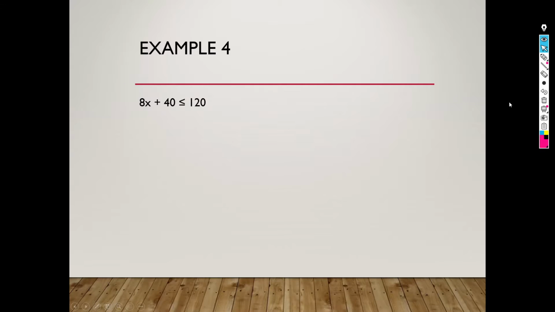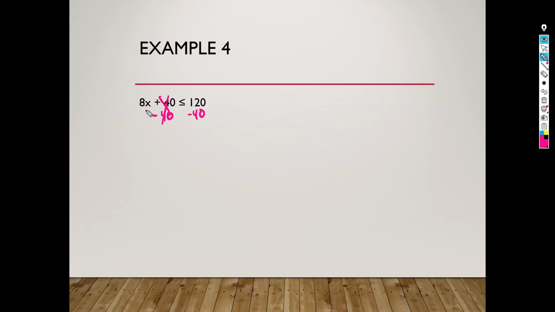Okay, let's look at one more. This one has 2 steps involved in it. So now again, we're doing the same thing here. We need to get rid of this number here so that we can get this variable by itself. But after we get rid of this 40, we have to do something else over here, because this is multiplication. So we're going to subtract 40 from both sides, because that's the opposite of adding 40.